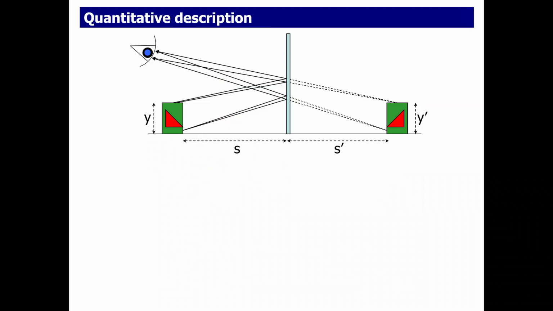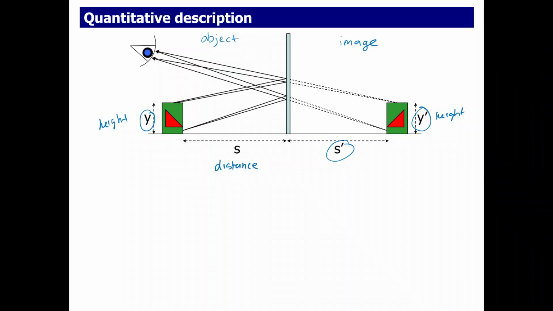Now, if we want to quantitatively, so with numbers, describe our image, we use Y for the height of the image, or height of the object. So this is the object side. And this is the image side. So Y is the original height of the object, so Y prime is the height of the image. So that's our height for the image. We use S for distance. So that's the distance from the mirror to the object. And then S prime would be the distance for our image.